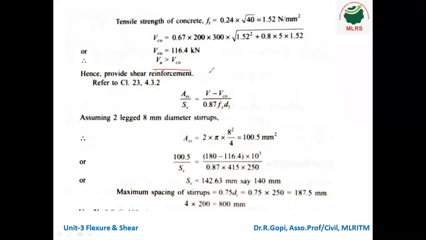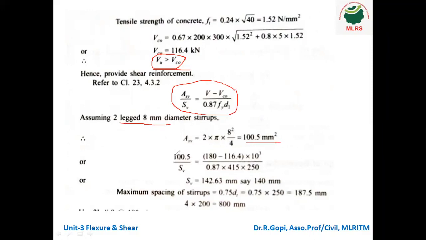So we have to provide the shear reinforcement. Under this condition we have to provide the shear reinforcement. So what is the shear reinforcement formula? Asv divided by Sv equal to Vu minus Vc0 divided by 0.87 fy dt. Asv is 2 into, since 2-legged 8 mm dia stirrups we are using, 2 into pi into 8 square divided by 4, we got 100.5.